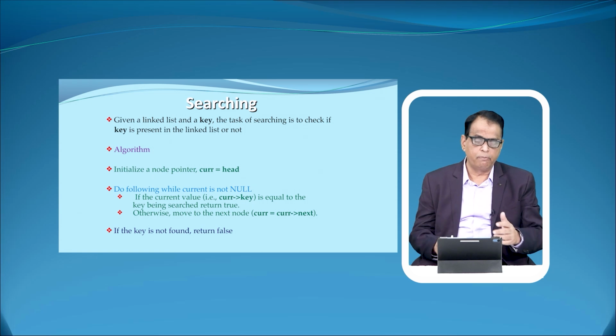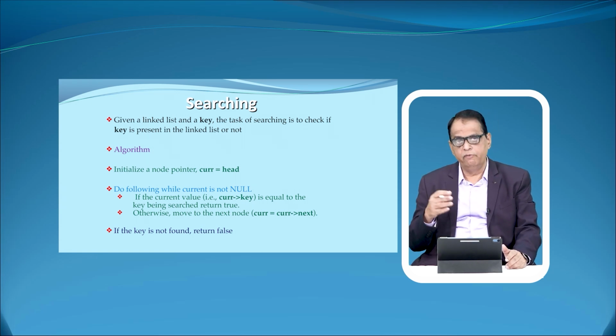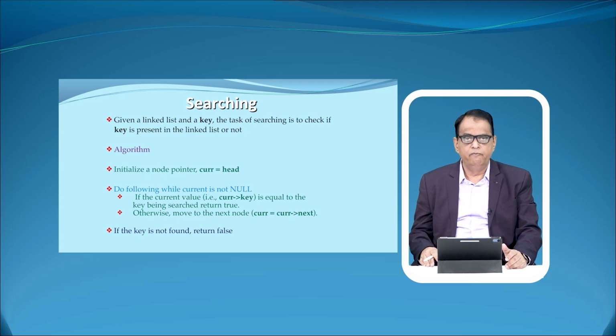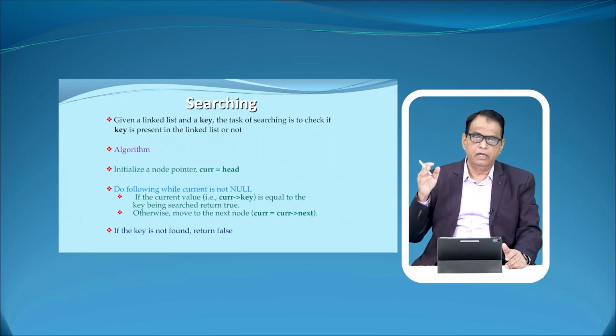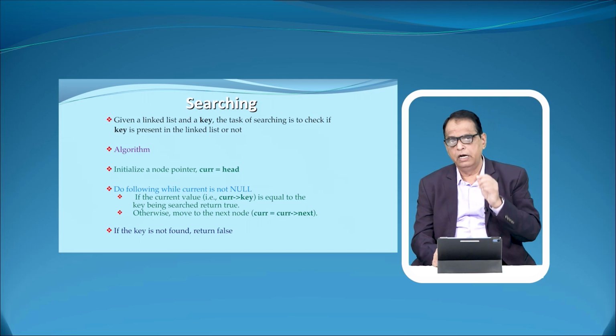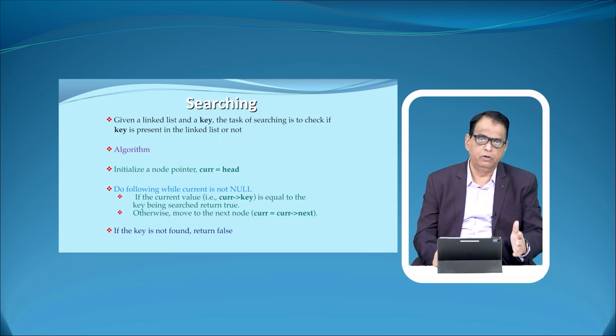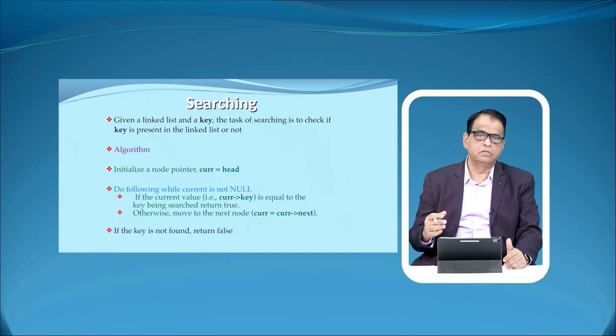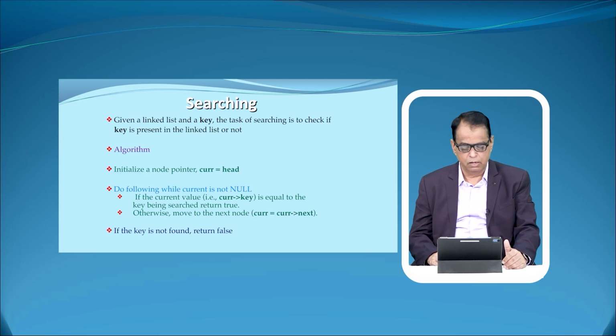But if their values do not match, then we will increment the current pointer in such a way that it points to the next element. This process goes on until we reach the end of the linked list, where the end is marked by a pointer value equal to null. So this loop is repeated until current is equal to null. As soon as current becomes equal to null, and the element is not found, we will announce the unsuccessful completion of searching. Otherwise, we can announce the successful completion of searching.